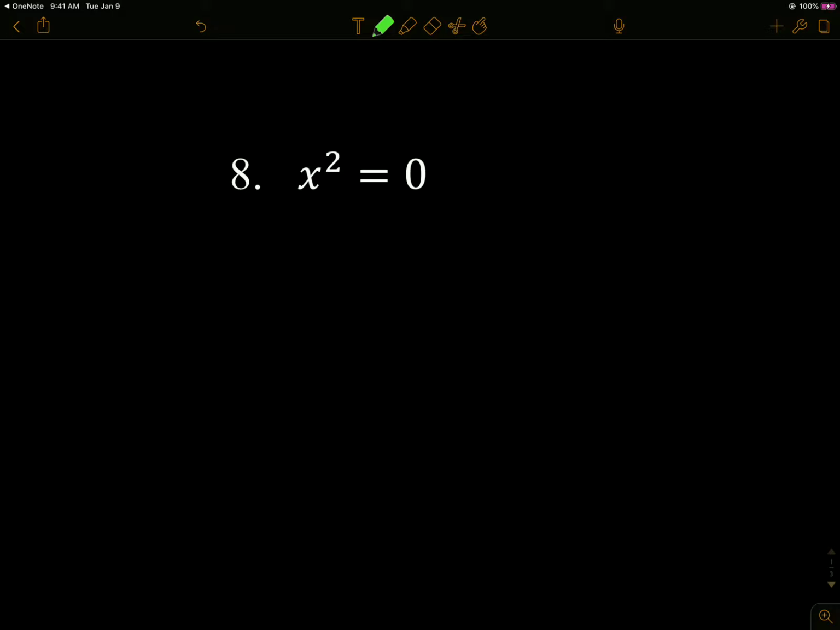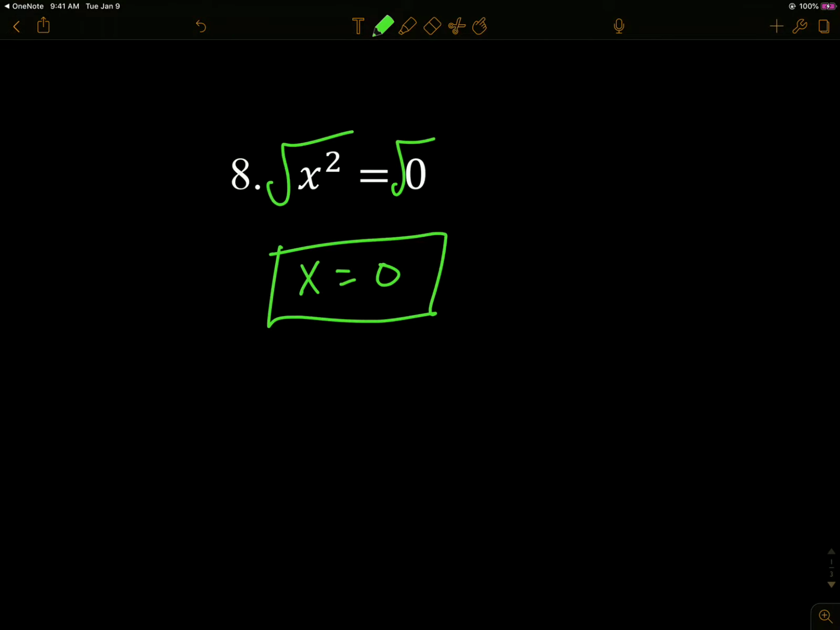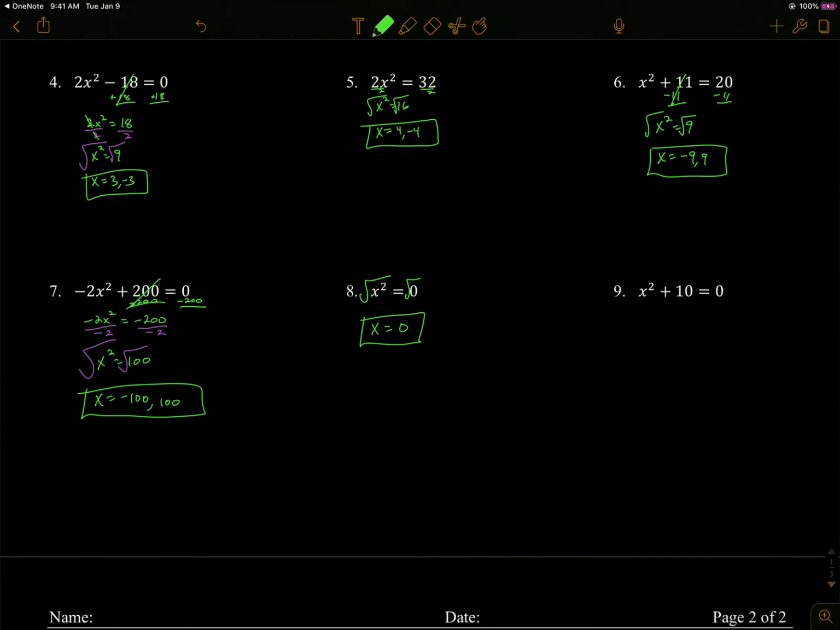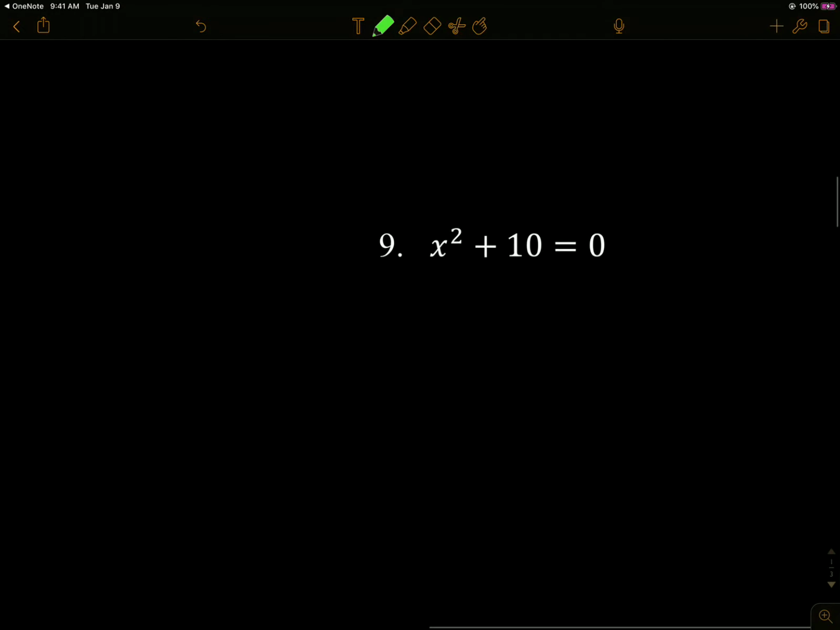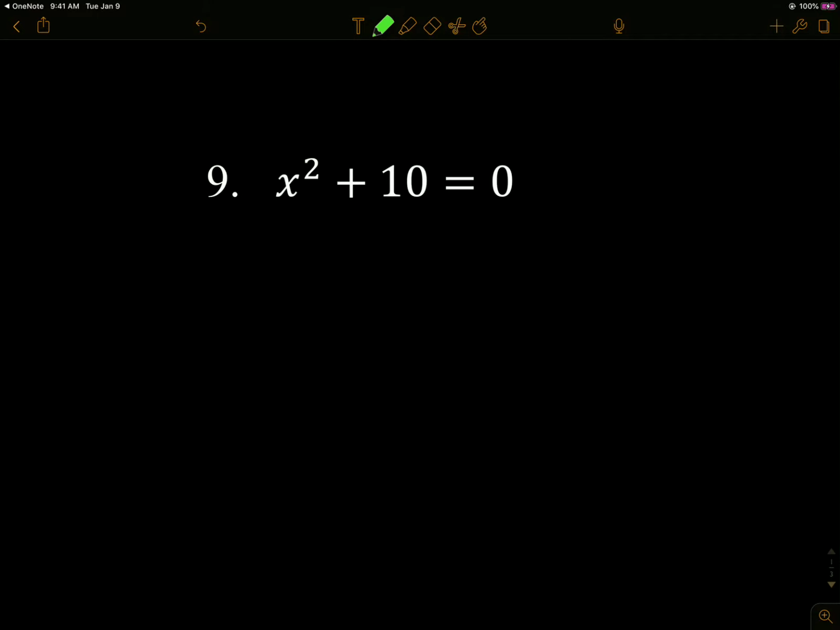x squared equals 0 is already isolated, so I want to square root both sides. I get x equals 0. There's no plus or minus. There's only one answer in this case. Right? 0 doesn't have a positive or a negative. So this is a weird case. We only get one answer. All the other times we got two answers.